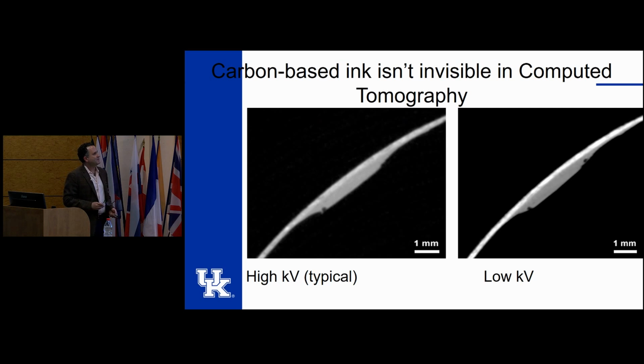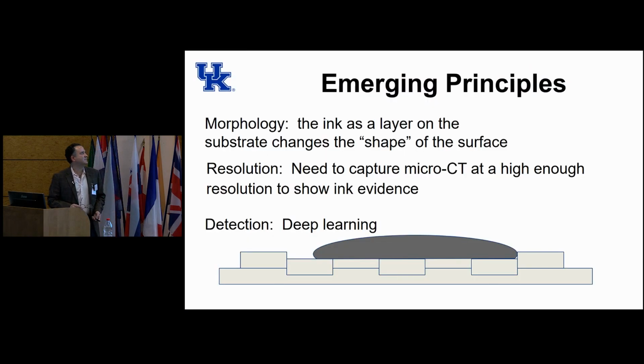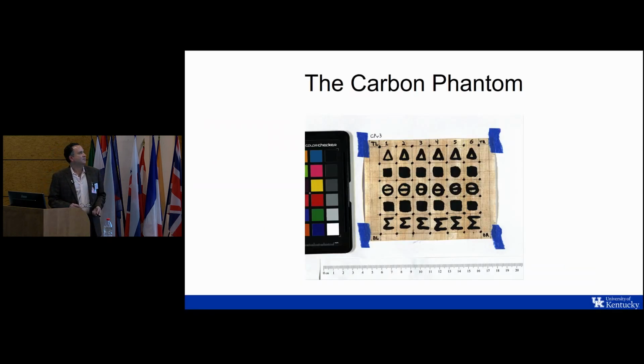But what we're really focusing on is the fact that it isn't invisible. It is there. It's just a matter of coming up with the recipe, the cocktail, so to speak, to find that signal, isolate it, and amplify it using deep learning and artificial intelligence, whatever we wish to call it. So our emerging principle here is the morphology: the ink as a layer on the substrate changes the shape of the surface. That's the signal. But we need to capture the micro-CT at a high enough resolution to show this ink evidence, to tease it out, something to lock onto. And this is our process of deep learning.